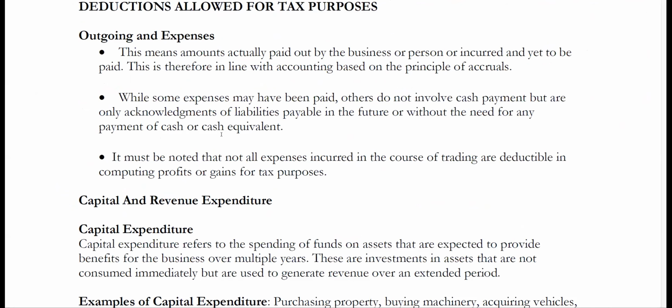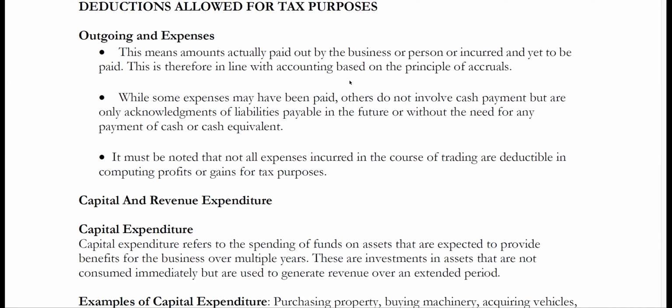Okay, so now let's go and see the rule that governs outgoings and expenses, right? So what are outgoings and expenses? This means amounts that have been actually paid out of the business, by the person or business, and yet to be paid, right? So it could be paid or yet to be paid. Are we okay? And why yet to be paid? We are talking about accrual here. Okay, tax, remember I told you we are doing tax accounting. Tax still goes with accounting.